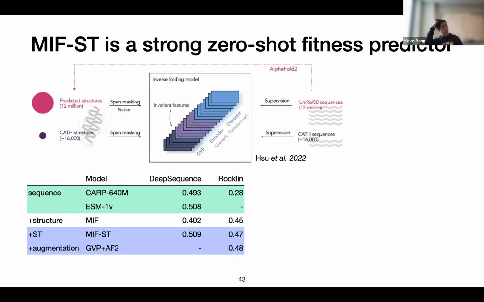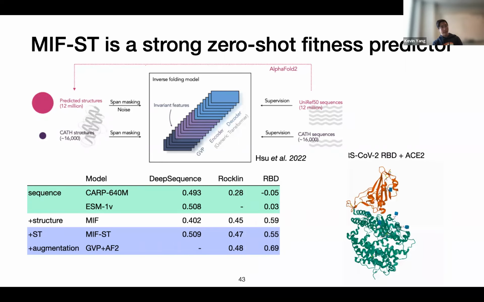And this paper came out by Chloe Hsu. They call this ESM-IF, ESM inverse folding. It's a great paper. You should go read it. We also evaluate on a deep mutational scan of the receptor binding domain for COVID bound to ACE2. Here, the sequence only models do really poorly, and augmentation seems to really help here too.